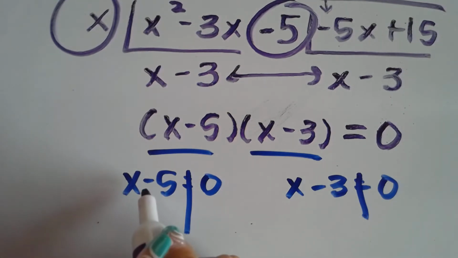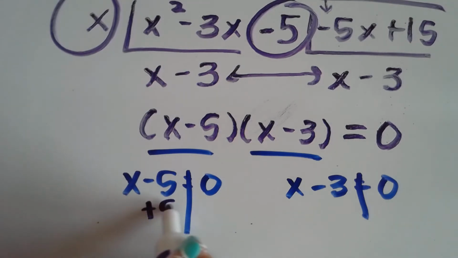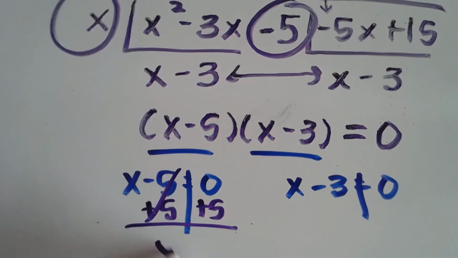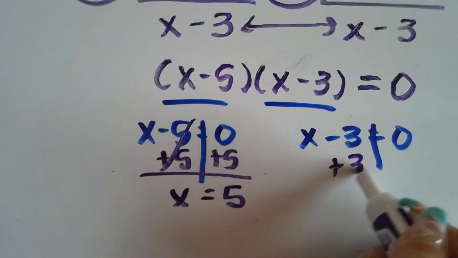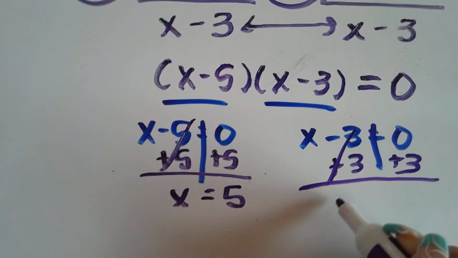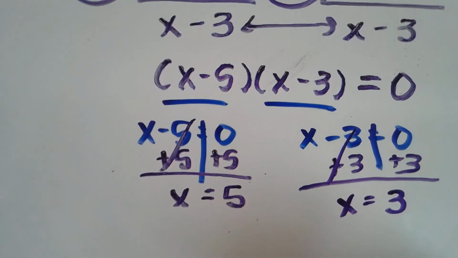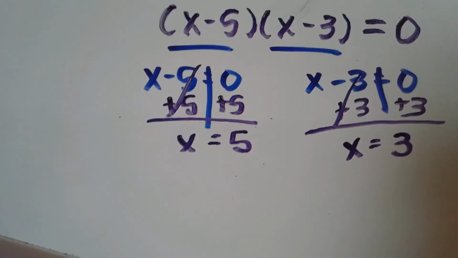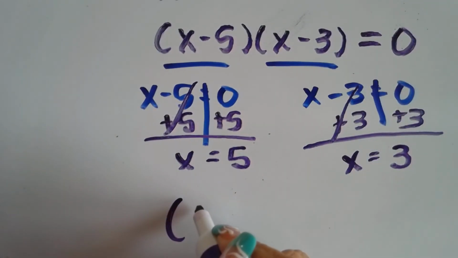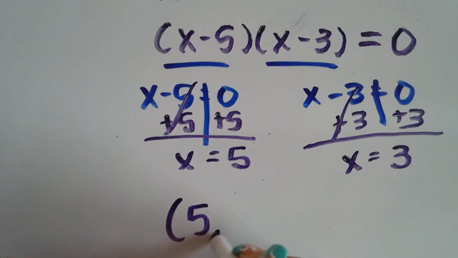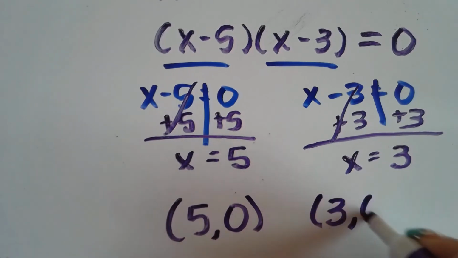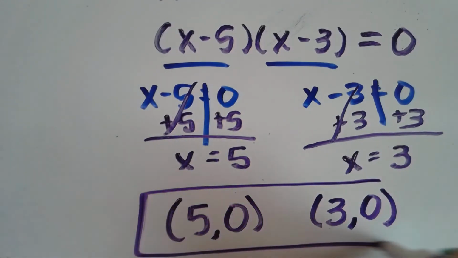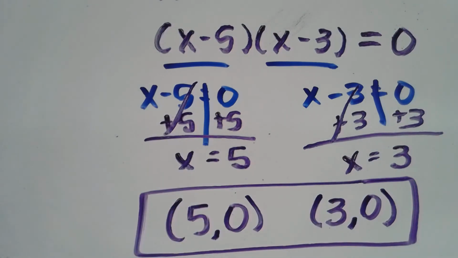And we're going to say, if it's a minus 5, we're going to pull it over here. We got to do the opposite. Plus 5, plus 5. So we're going to have x equals 5. And for this one over here, the opposite of minus 3 is going to be plus 3 and plus 3. And so that's going to be x equals 3. Okay, now make sure you write your final answer as a point. So if x is 5, it's going to sit in our x slot. So (5, 0), where y is 0. And x is 3, so (3, 0). And those are your roots, or your zeros, or your x-intercepts.